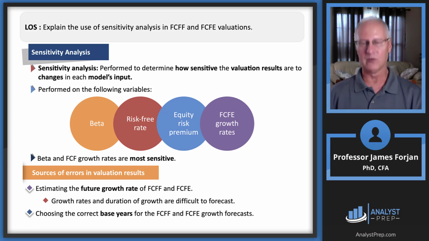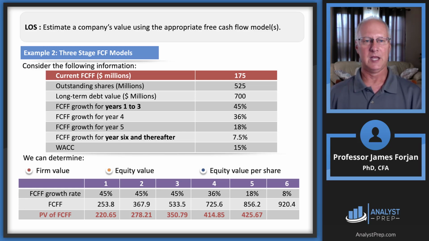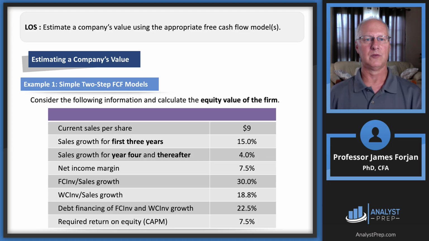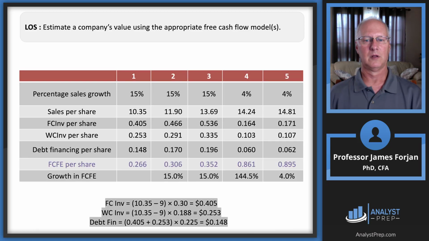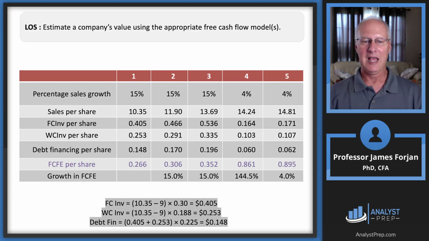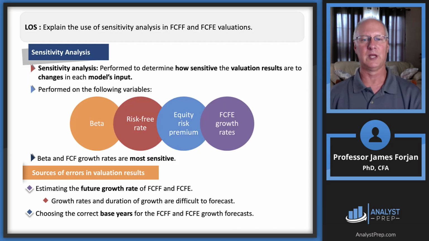So let me go back here. So what did we do? We had 15, 15, 15, 4, and 4. So think about a big old spreadsheet where we can just change those 15s to any number that we want and then recompute and recompute and recompute. So that's what we're doing here. Free cash flow to equity growth rates.